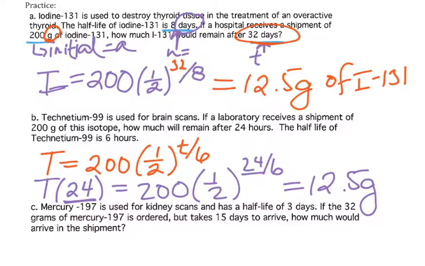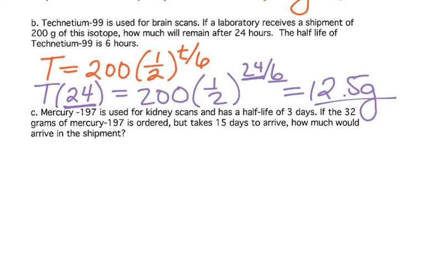So even though the half-life was different, because the initial amount was the same, and the number of half-lives is the same, so 32 days meant that we had time for 4 half-lives, and 24 hours meant we had enough time for 4 half-lives. We end up with the same result, 12.5 grams.